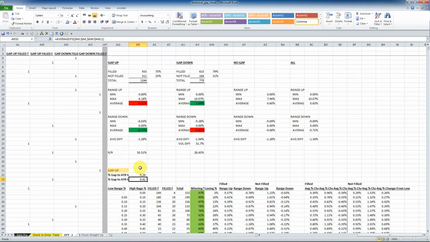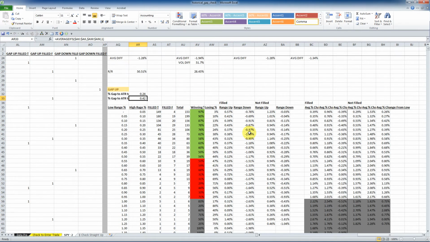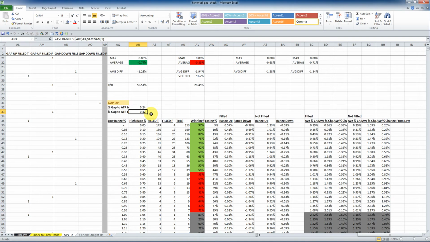And we're going to look at today's example, but let's go into the real nitty gritty here, and I'm going to expand probably on this in a later video. Right here, let's look at just the gap up situation.